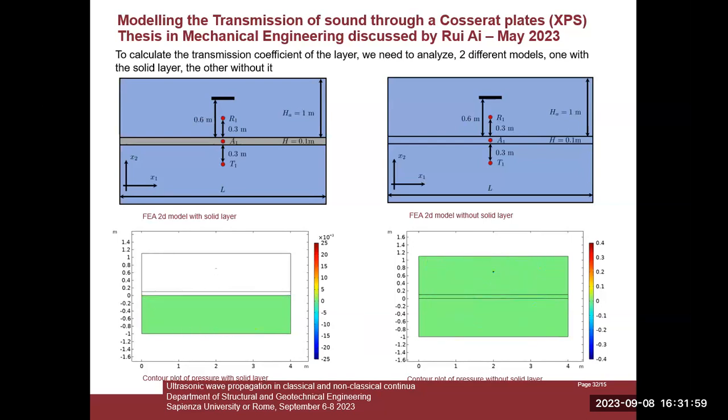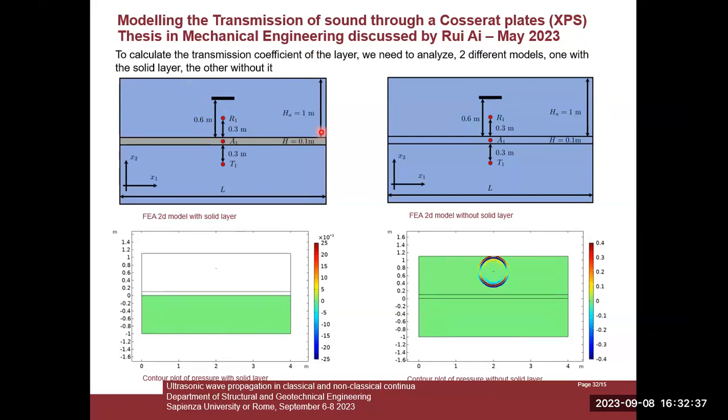Because we had some experiments that are ongoing at the laboratory in Marseille, in France, where they are placing sound in this part, in this blue part. Then there is a layer, a Coursera layer, sorry, a layer of XPS. XPS is an insulating, sound insulating material.